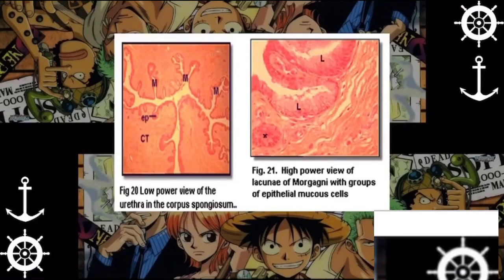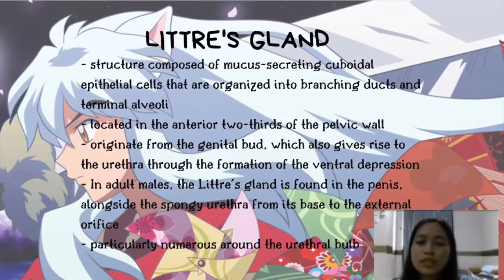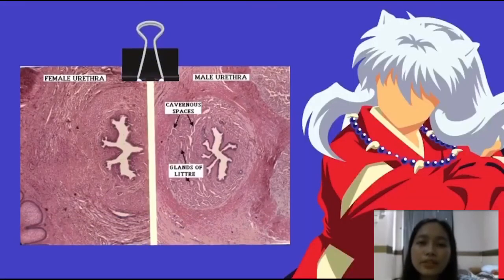ring. The Littre gland or Morgagni's gland is a structure composed of mucus-secreting cuboidal epithelial cells that are organized into branching ducts and terminal alveoli. In human embryos, these glands are usually located in the anterior 2/3 of the pelvic wall.